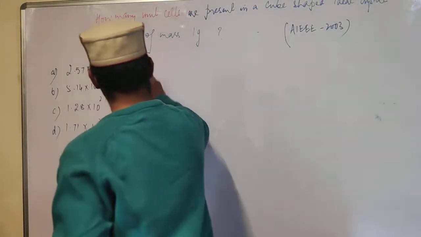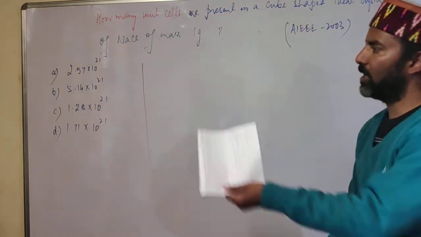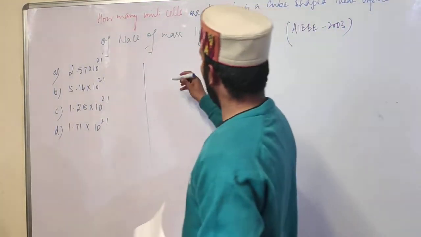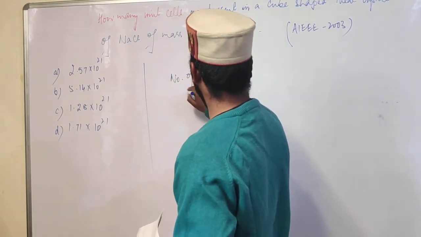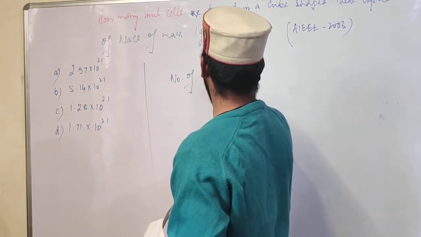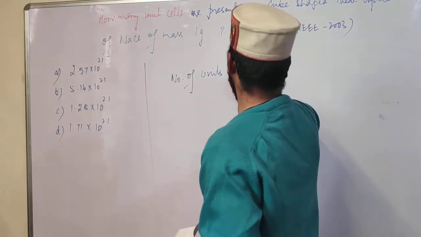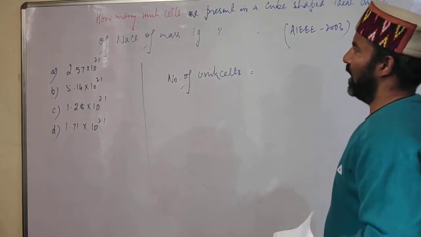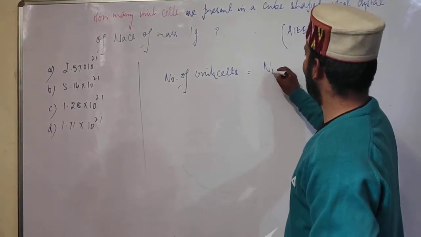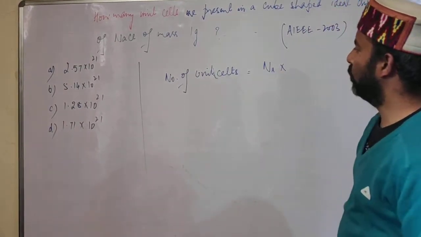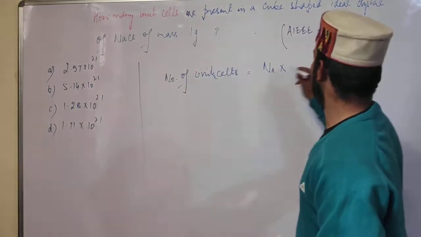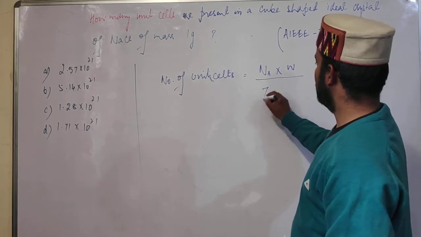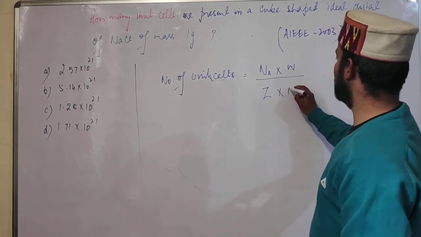So students, this question is almost the same as an example I had done with you. Now students, we need to find the number of unit cells. If you remember that formula, the number of unit cells is equal to Avogadro number into given weight, which is 1 gram, divided by Z and molar mass of the substance.